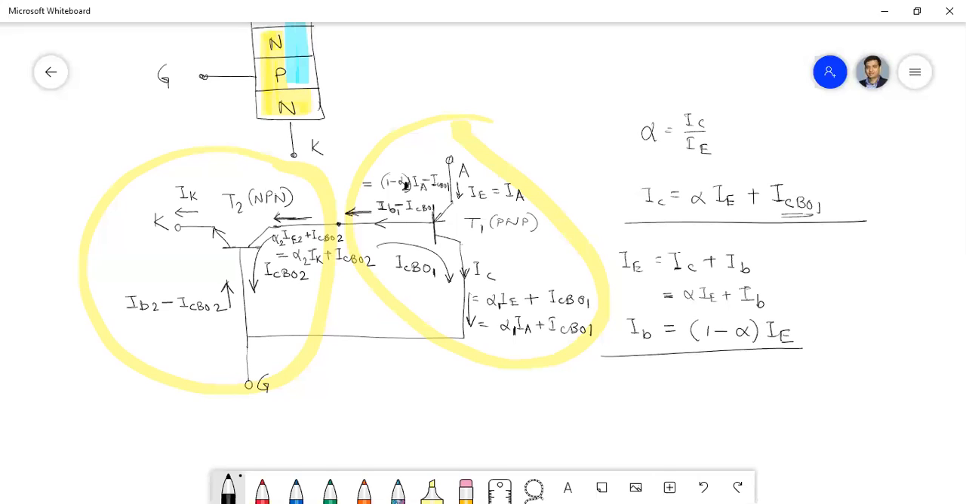Yes sir. Okay, now instead of this IB2, what you can write? We can write 1 minus alpha 2. What we can write instead of IE? We can write IK, because the emitter current of transistor 2 is nothing but the cathode current of the thyristor.